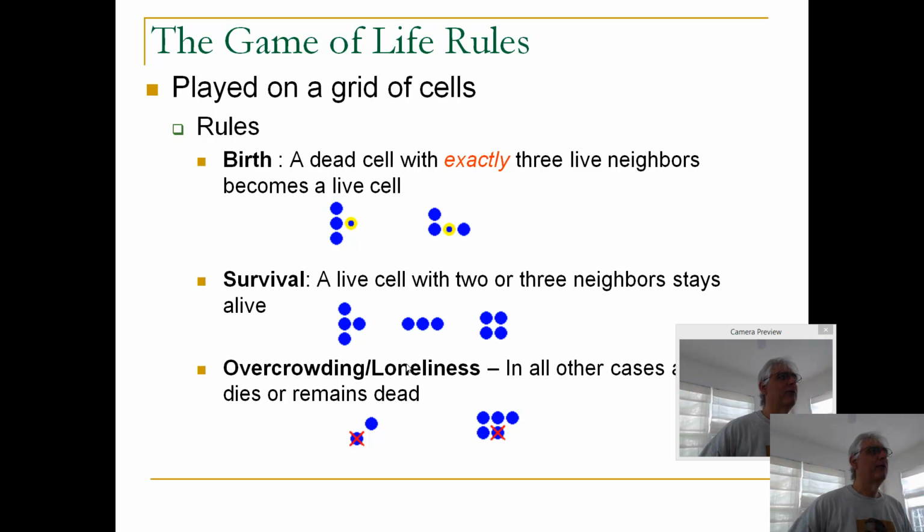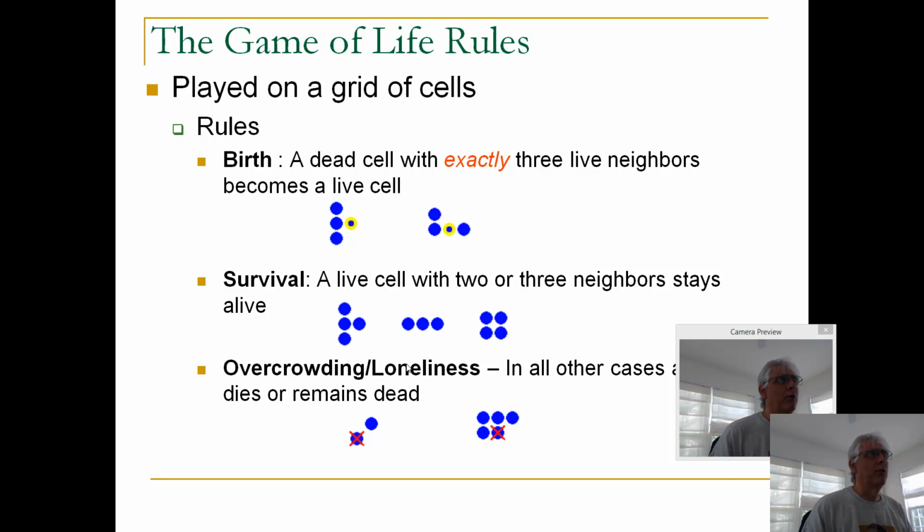The game of life rules: it's played on a grid of cells. A cell is said to be alive or dead. It is a two-dimensional grid, rows and columns. The rules, once you've seen them a couple times, are pretty straightforward.